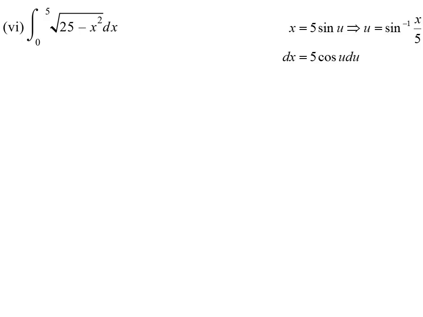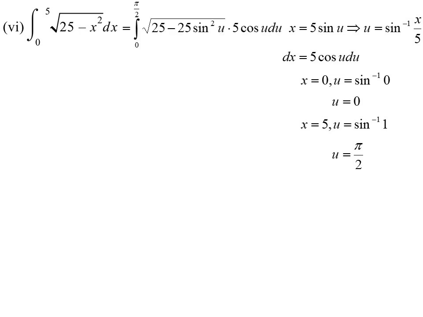Why did I bother with u equals the inverse sine of x on 5? Well, because I've got some limits to substitute into, and that's just going to make it a little bit easier for me to work out what those limits are. So when x equals 0, u equals 0, and when x equals 5, u is pi on 2. Now, square root of 25 minus 25 sine squared u: well, I know 1 minus sine squared is cos squared, so that must be 25 cos squared. The square root of that is 5 cos, times by the other 5 cos, and we get 25 cos squared u.